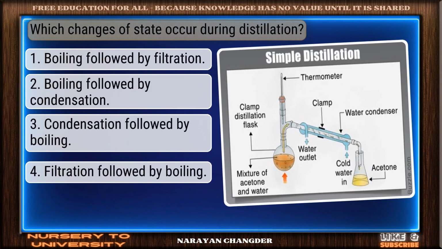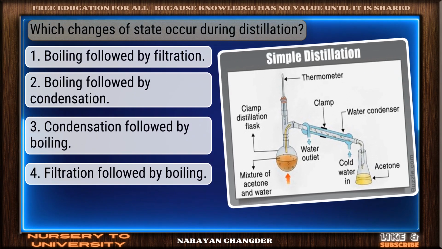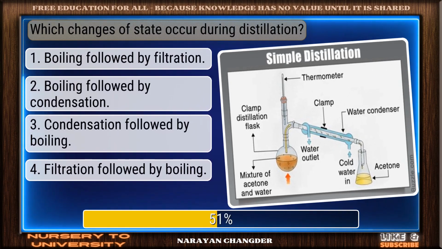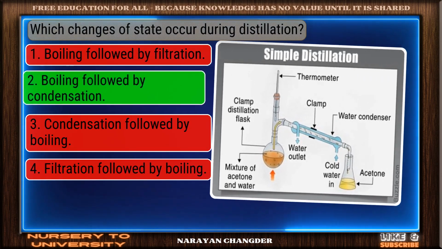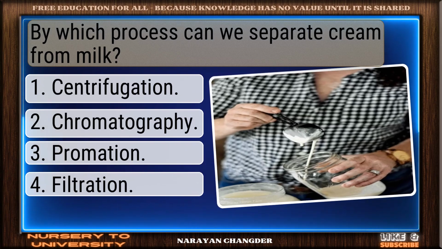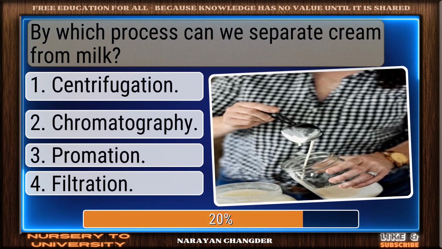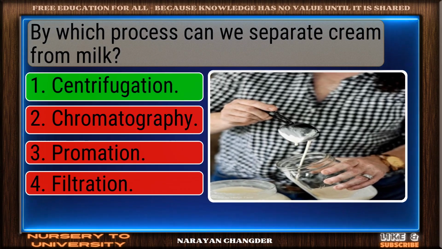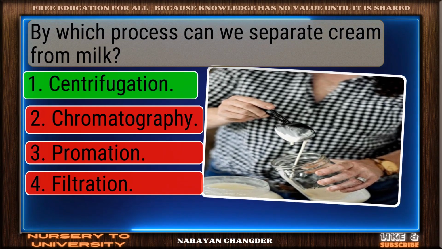Question number 188. Which changes of state occur during distillation? Bravo. Boiling followed by condensation is the answer. Question number 189. By which process can we separate cream from milk? Exactly. Centrifugation makes sense and it is right choice.